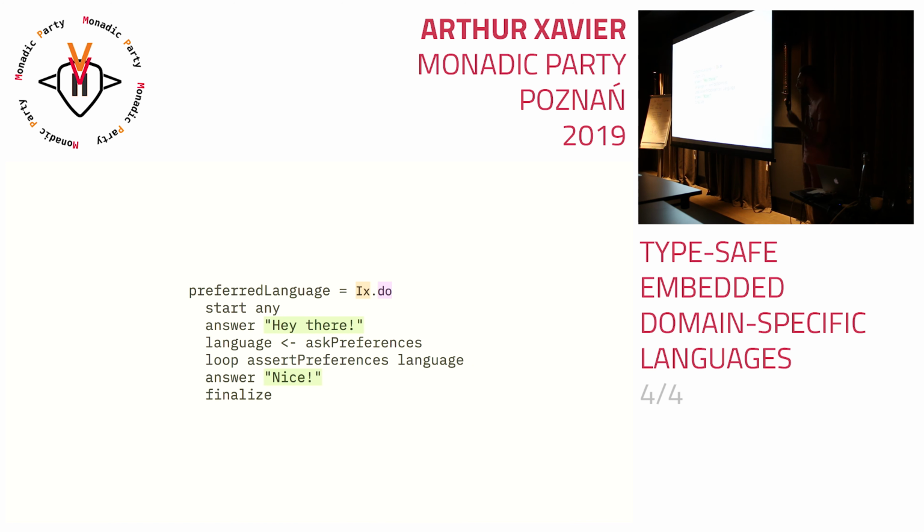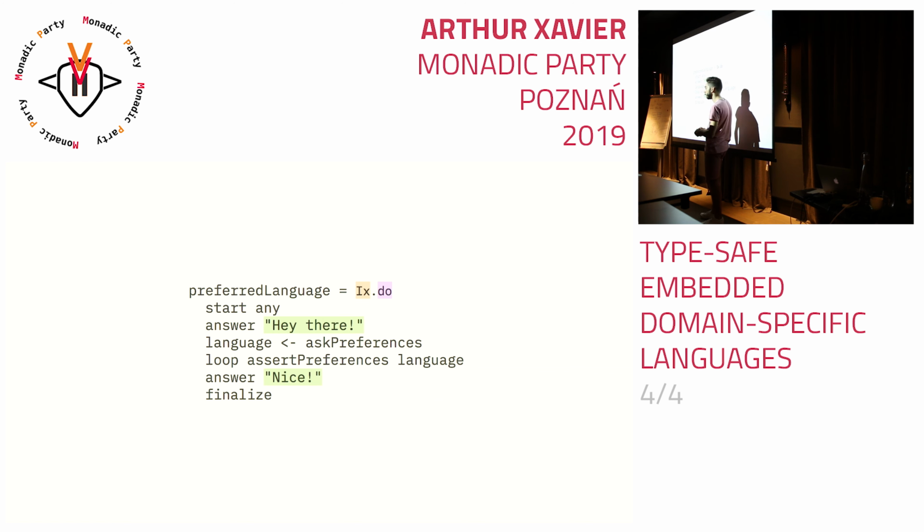So what we'd like to build is basically this. Ignore this thing here, this ix.do. I'm going to explain that. This is pretty cool, by the way, right? We want to build something like this. We start, and this thing is a parser, which we can ignore for now. We're matching any message that the user sends us here.